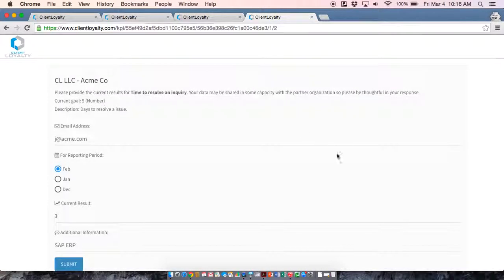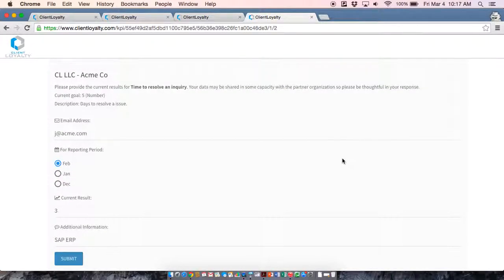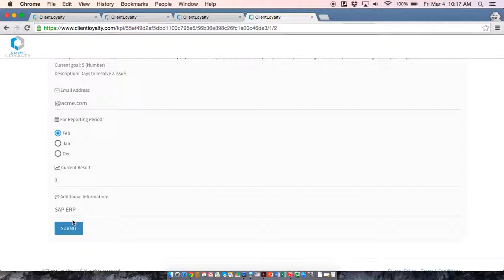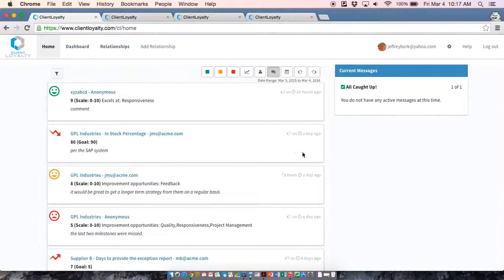Key performance indicators can be imported from feeder systems, but they can also be sent out in an automated fashion to the stakeholders most responsible for managing those key metrics. In this particular case, I'm looking at time to resolve an inquiry, and I can do so for a period of time. I can put in my actual result and the source of the metric and submit. The data is then collected. That data then shows up on these report out tools.